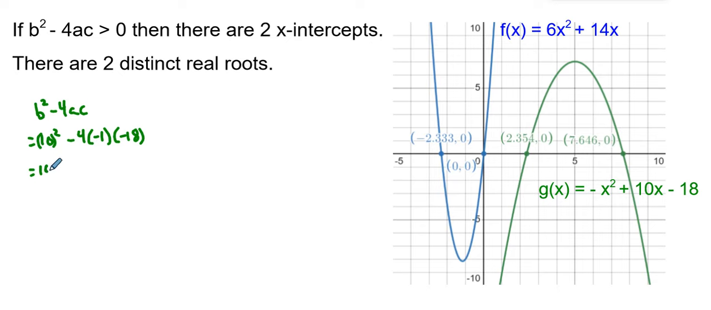So this will be 100 minus, and let's break this up. -4 times -1 is just +4. And then we still have the -18. 4 times 18 is going to give me 72, and it's going to be negative, so -72, and then this equals 28. And we can see that, yes, the discriminant was greater than 0, and that's why it's not surprising that we have two real distinct roots.